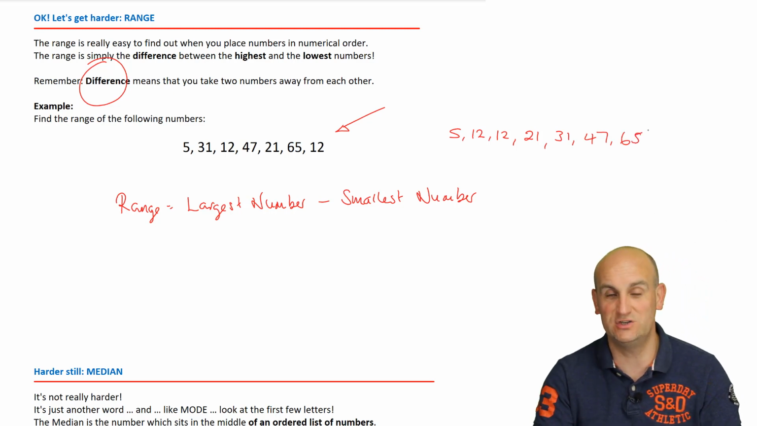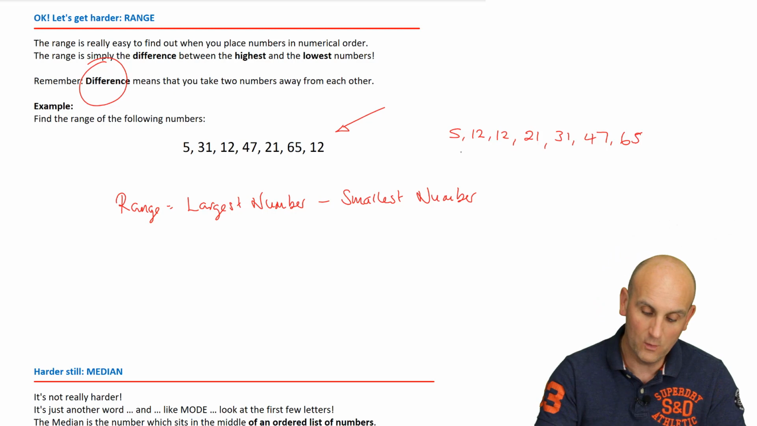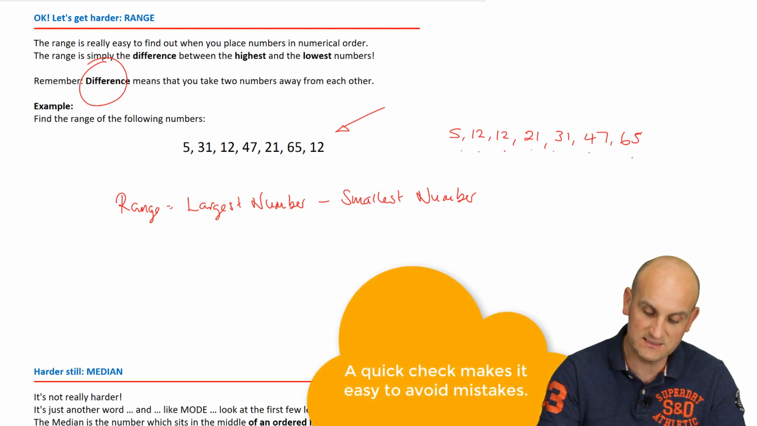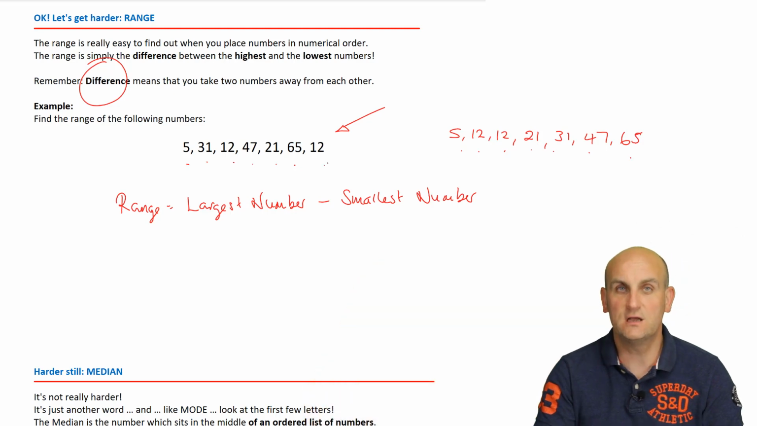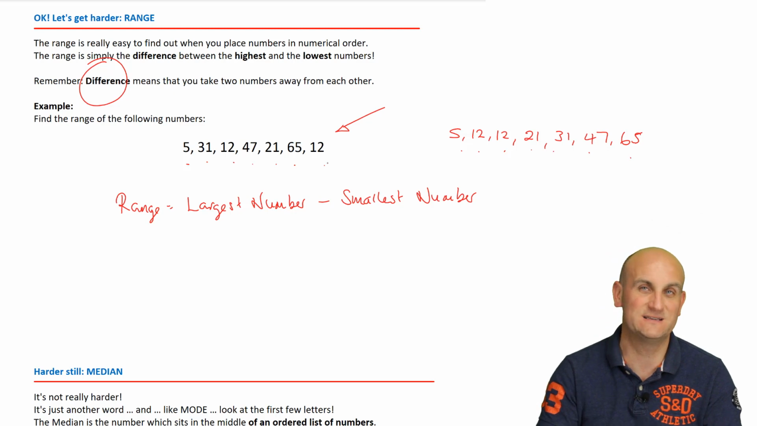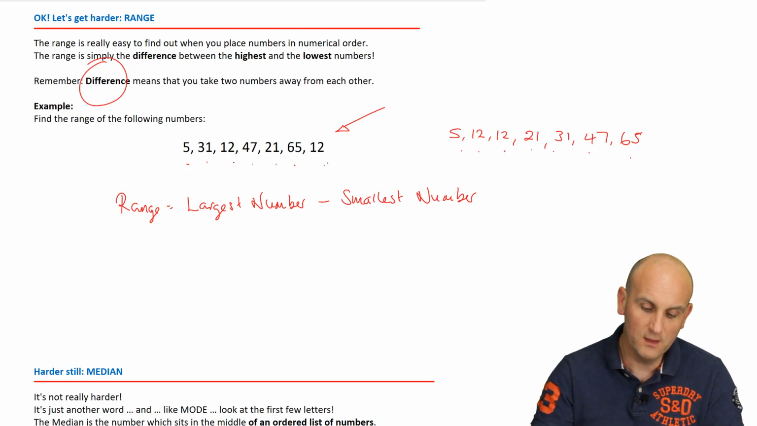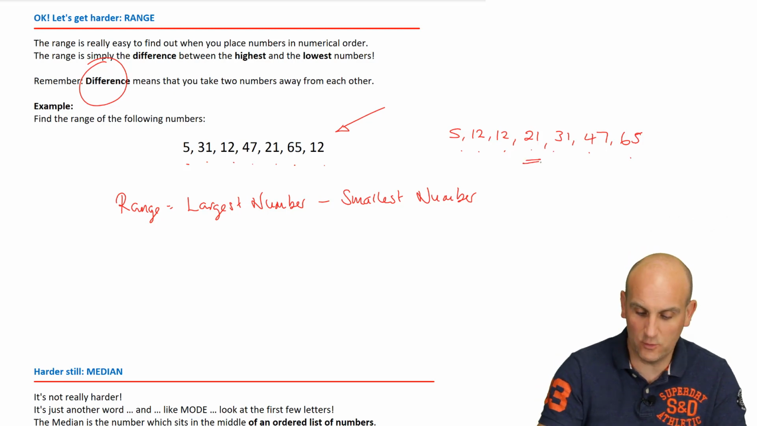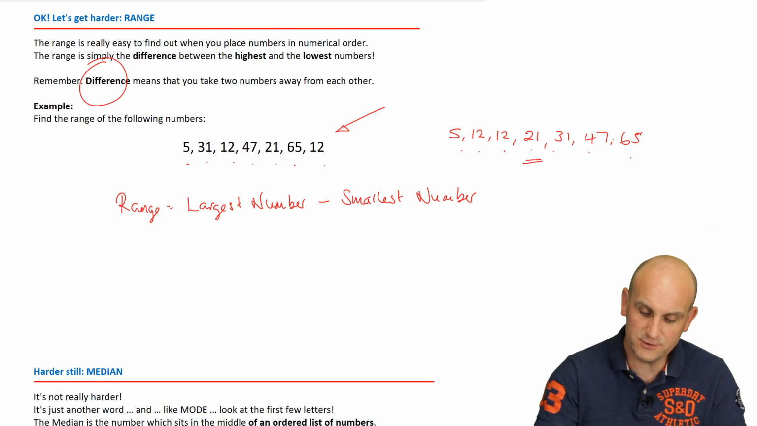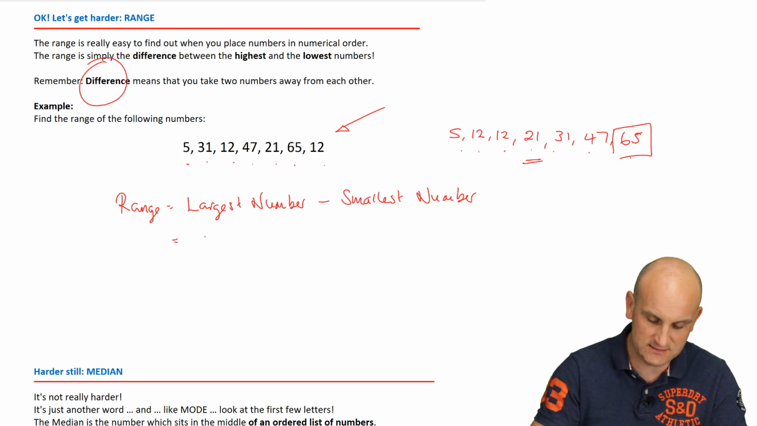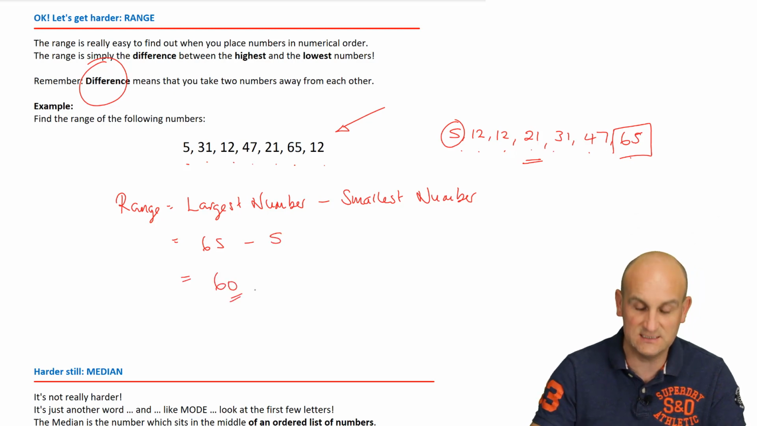Now what I'm going to do is just check that I've got the right number of numbers. 1, 2, 3, 4, 5, 6, 7 numbers and 1, 2, 3, 4, 5, 6, 7 numbers. So having done that quick count and that quick check, the chances of me making a mistake are probably fairly slim. Thumbs up. So is it now easier with these in order to find my largest number? Well, I should go. My largest number in that situation is 65 and my smallest number is equal to 5, and so my range is 60.